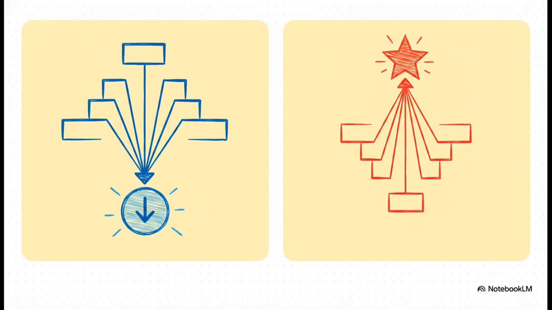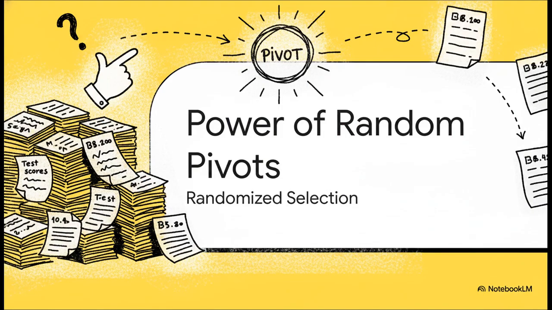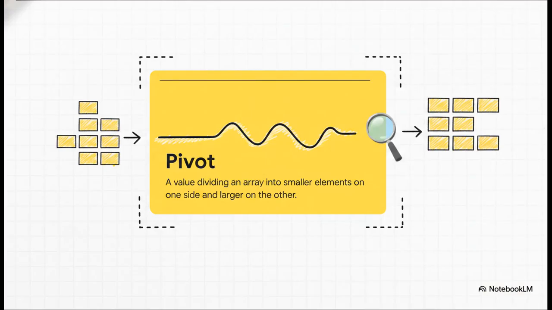But what happens when we don't want the extremes? What happens when we want that median? That brings us to Section 3, the power of random pivots. Let's look at a really clever shortcut that completely avoids sorting that whole pile of test scores, called randomized selection. To make this shortcut work, we have to define a super important concept, the pivot. A pivot is, well, it's simply an arbitrary line in the sand. It's just a value we pick from our data, and we use it to divide our array into 2 sides.